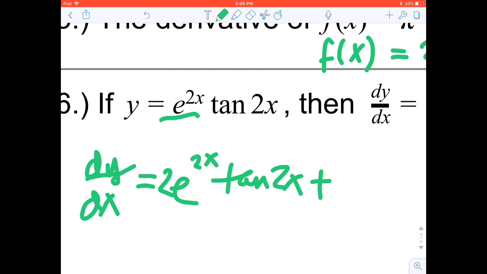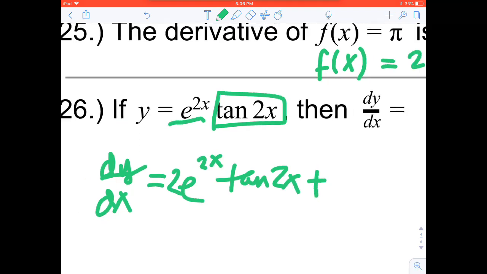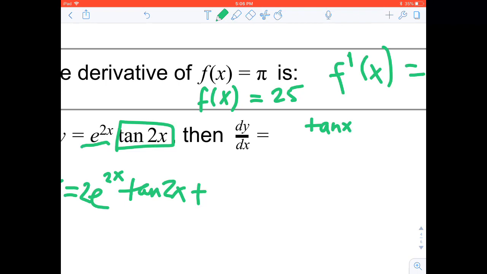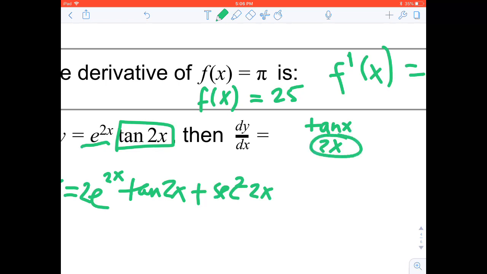Then we have to add the derivative of the second function. Derivative of tangent 2x has to be another chain rule that we do. So our outside function is tangent x. The inside function is 2x. So the derivative of tangent is secant squared x, but keep the inside, which is 2x, times derivative of the inside, is 2. So I'm going to do the same thing. I'm just going to put that 2 in front just to keep it all nice and condensed there.